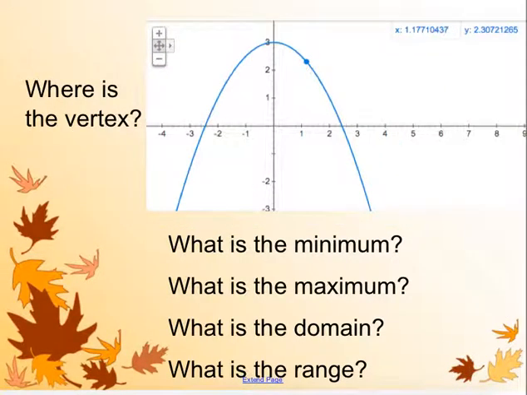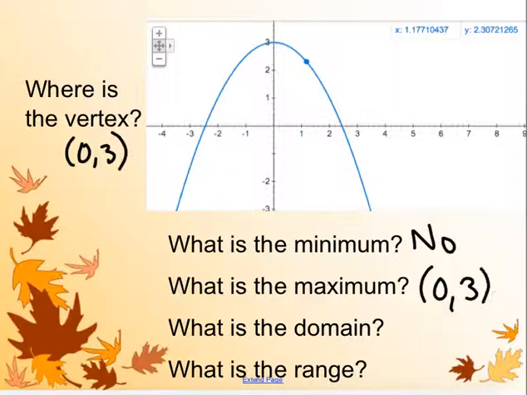Okay. And one more try. Our vertex is at 0, 3. The minimum, we do not have one, but the maximum is at 0, 3. The domain is all real numbers. And the range, lowest point is -infinity, and it goes all the way up until 3. Okay? So, domain, range, and looking at that vertex.